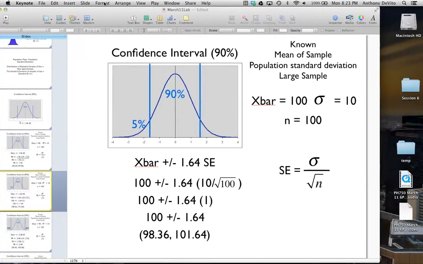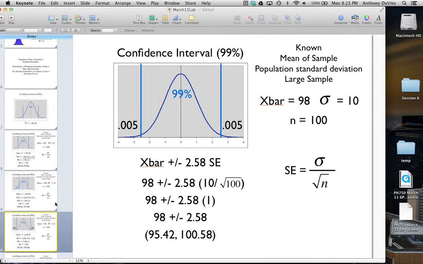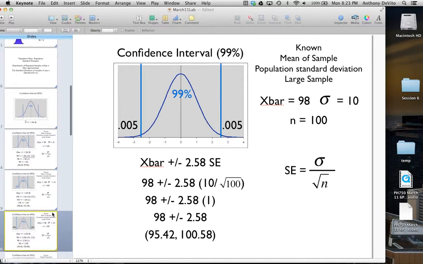the Z table. Now remember, all of this is based on the assumption that we know what the population standard deviation is. Well, things don't always work out that way. In fact, they almost never work out that way. There's a 99% confidence interval.